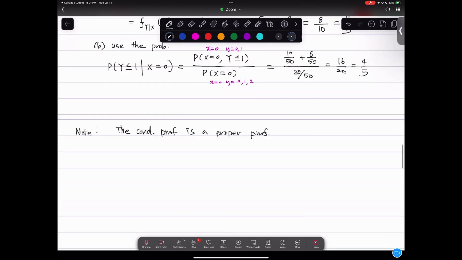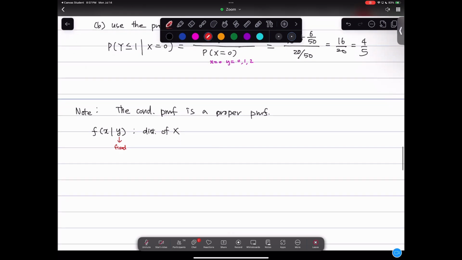So that when I get my f of x given y, it is a distribution of x for any given or fixed y value. So y is fixed. Your x can be whatever positive x value. Therefore, if you add your x given y for all these x values, it must be 1.